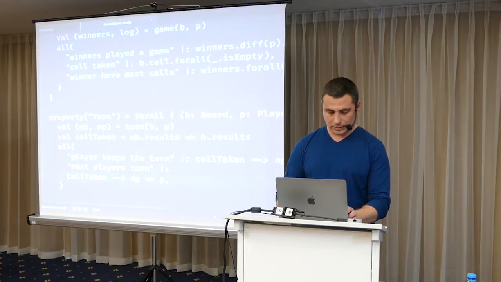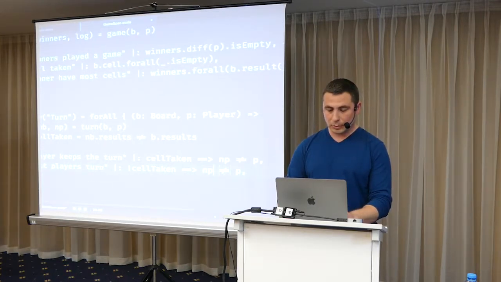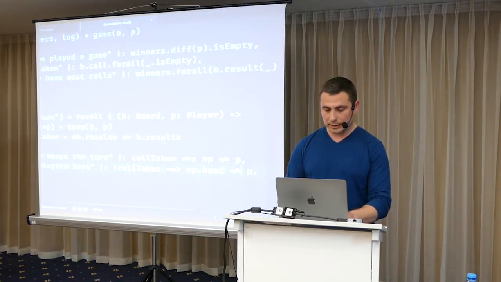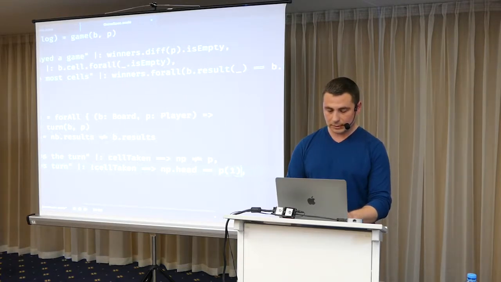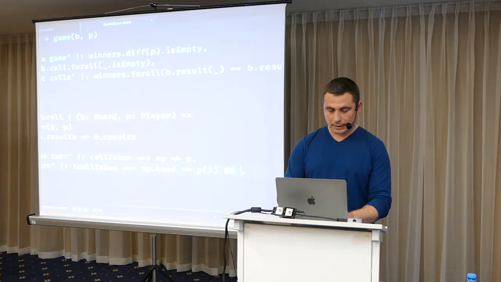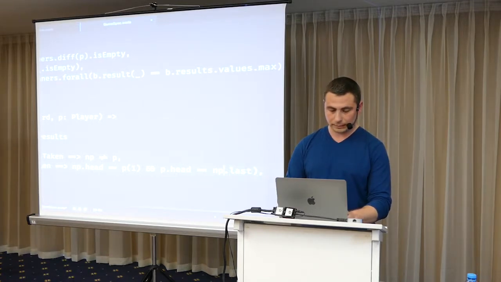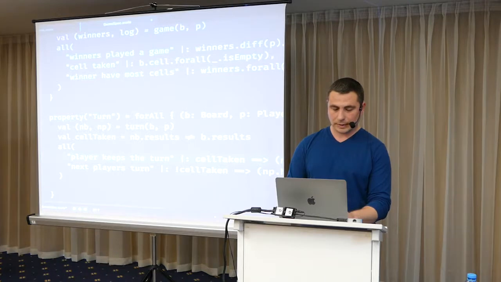If no cell taken, then we expect that in the new players list, the head will be the one which was the second in the old list, and at the same time we say that the first player will be the last one in the new list of the players. So what else should we expect from the turn? That's one of them. At least one of them.